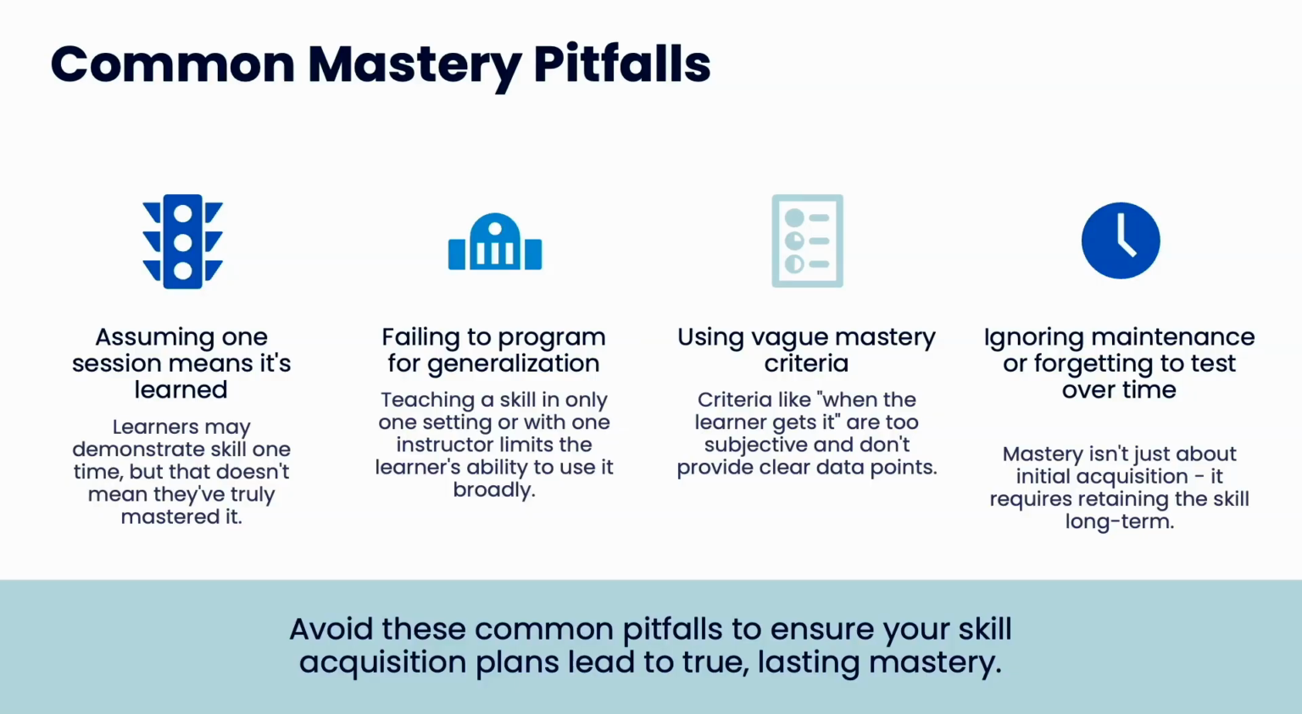Failing to program for generalization. If you're not using mastery, you're probably not programming for generalization. Using vague mastery criteria, you want to make sure it's clear data points. I see a lot, especially in schools, of 4 out of 5 trials. The benefit is you can still say they met the goal if they have a bad day.